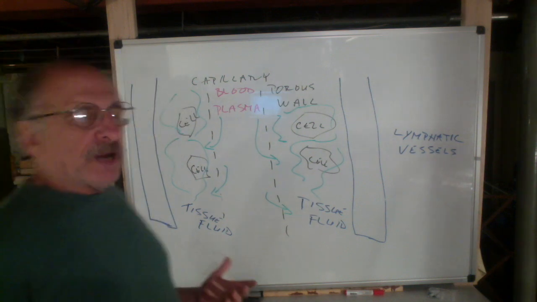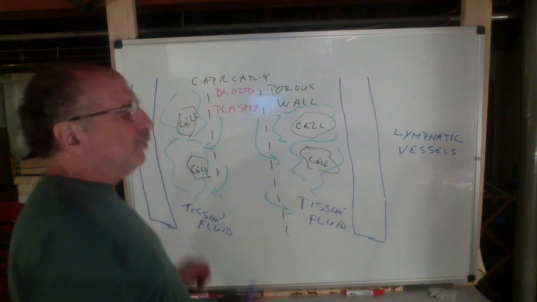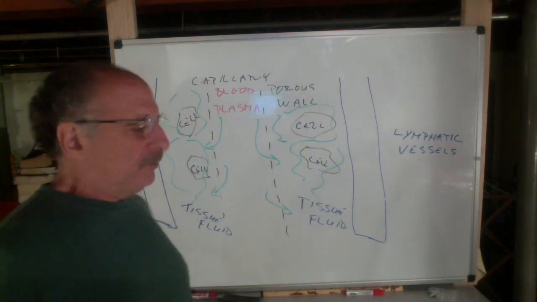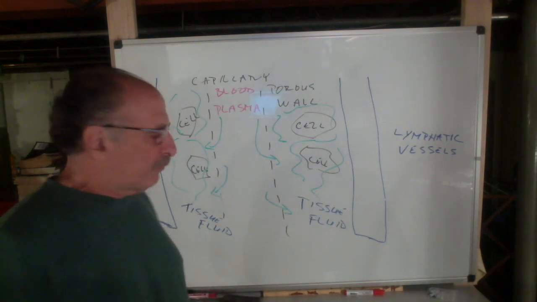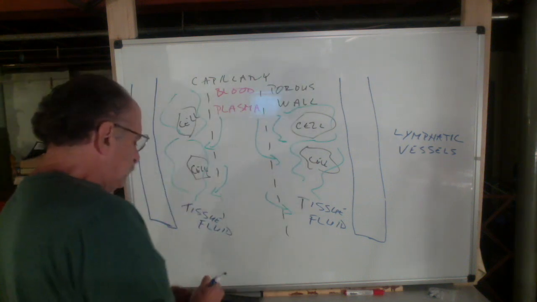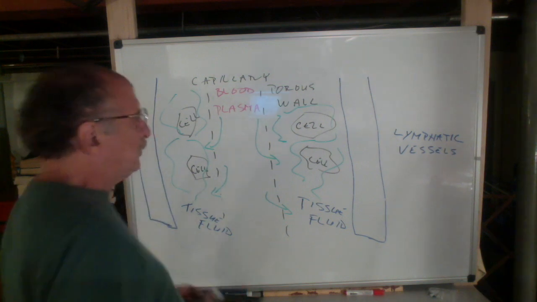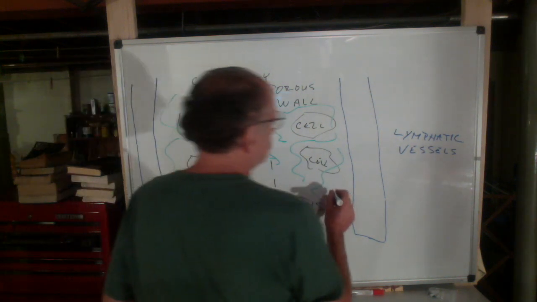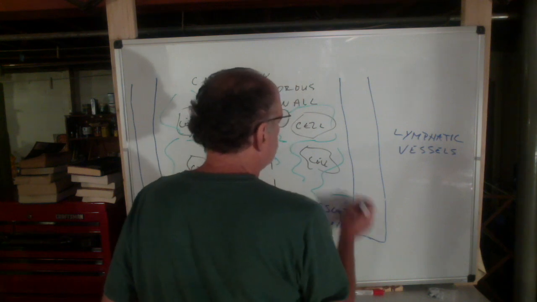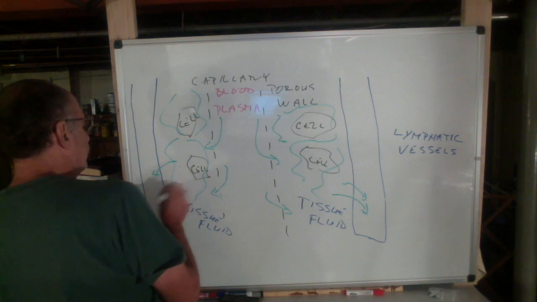And again, we have a problem. The problem is every 24 hours, a volume of fluid leaks out of your bloodstream equal to the total amount of plasma. So it leaks out of the blood, it surrounds the cells, and then it leaks into these lymphatic vessels. The same fluid ends up leaking into the lymphatic vessels.